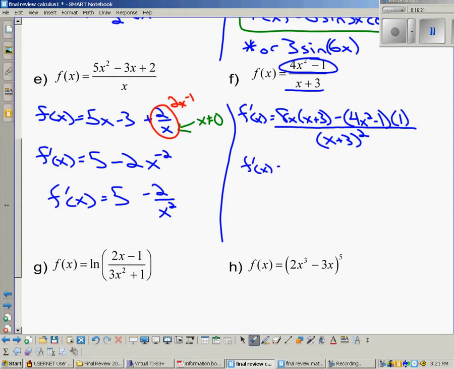Let's try and collect some like terms here. We'll just expand out. That'll give us 8x squared plus 24x minus 4x squared plus 1.